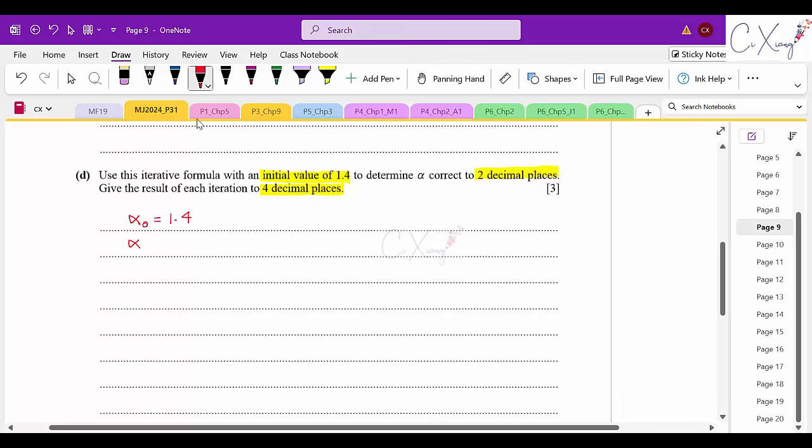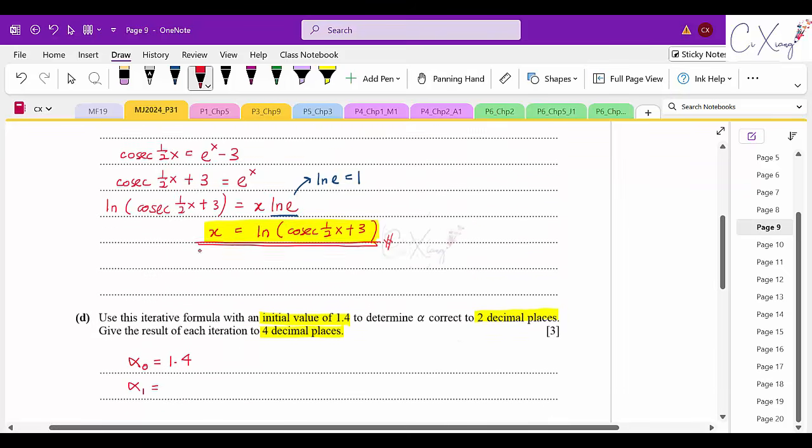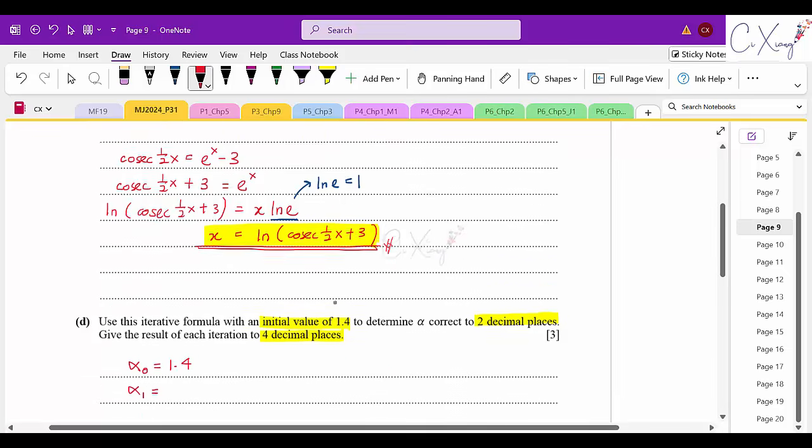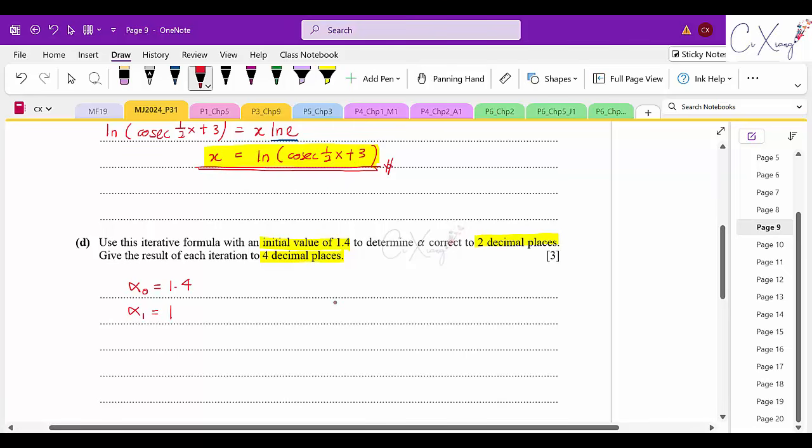To get alpha 1, what we do is substitute the initial value into the iterative formula to get the first value for alpha. So substitute alpha 0 into this equation on the right. That means I want to have ln of cosecant half x, so half multiplied by 1.4, then plus 3. And I want to know what value I get for alpha 1.